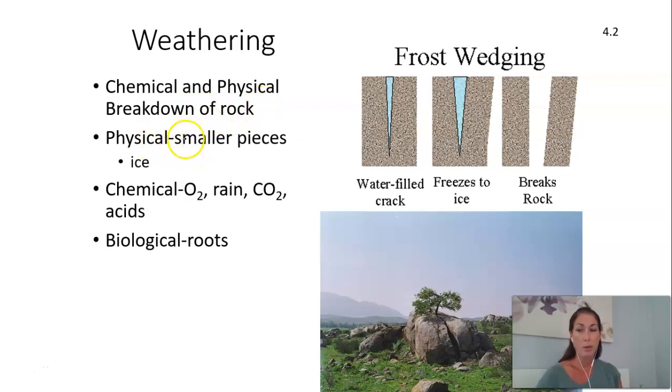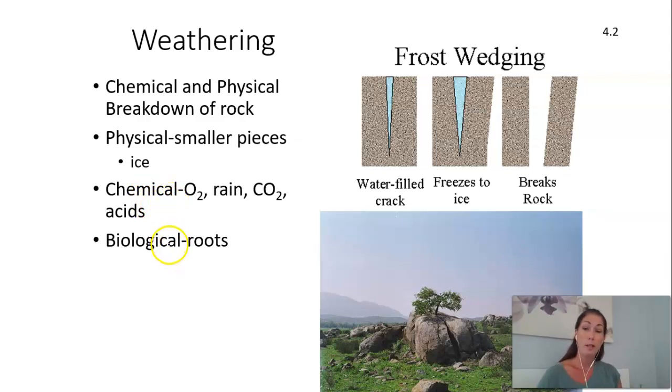Now the physical weathering just breaks it into smaller pieces. It has its same chemical components to it. So physical weathering just breaks it into smaller rocks. But chemical might actually change it. So here you might wear away the rock, you might oxidize it, so oxygen, rain, carbon dioxide. There's different plants that will put out acids that can dissolve away the rock. So chemical weathering actually changes the components.